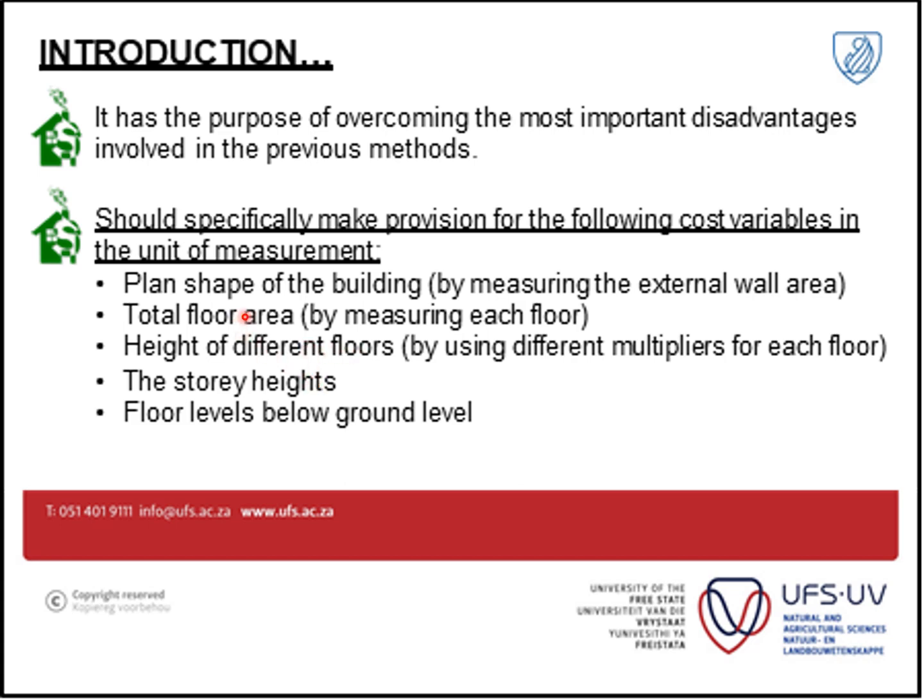So your plan, shape, and building is considered by measuring the external wall areas, the total floor area by measuring each floor, the height of the different floors are taken into consideration by using different multipliers for each floor. The story heights is included, floor levels below ground level is also considered, and it boils down to you measuring different components and then allocating a factor to it that is then multiplied with a single story enclosure tariff.